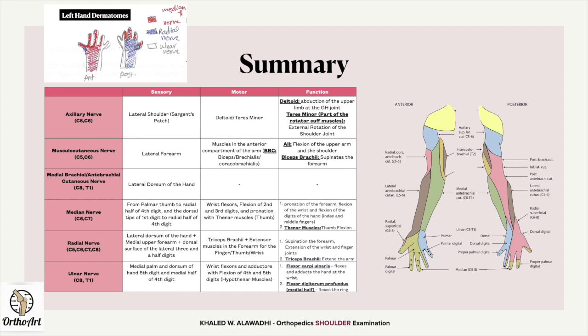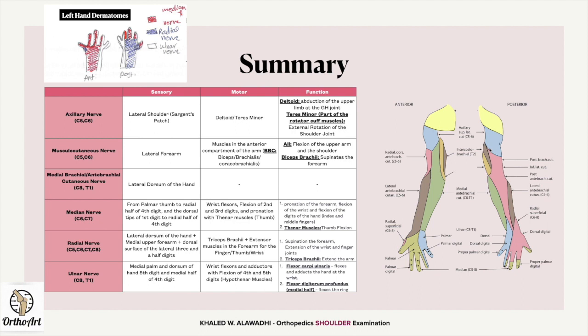So this is a summary of the motor and the sensory function of every nerve. Let's start with the axillary nerve. From its name, the axillary nerve innervates the deltoid and the teres minor muscle as a motor function, and the sensory on the lateral shoulder. It's mentioned as the sergeant patch in the military, because in the military, the patch is placed on the lateral side, which is shown here. The function of the deltoid and the teres minor is abduction of the upper limb at the glenohumeral joint and external rotation of the shoulder.